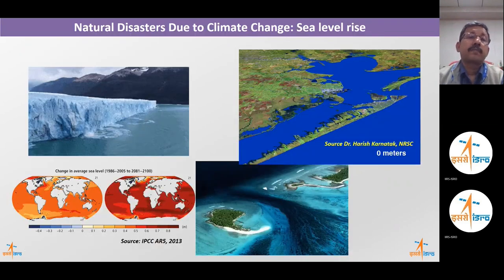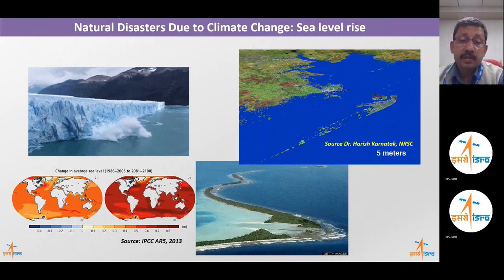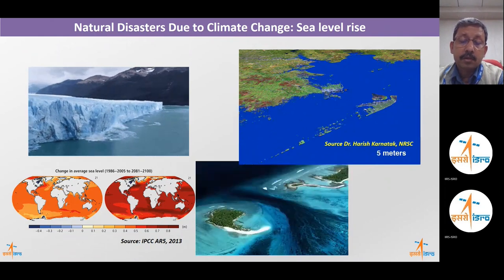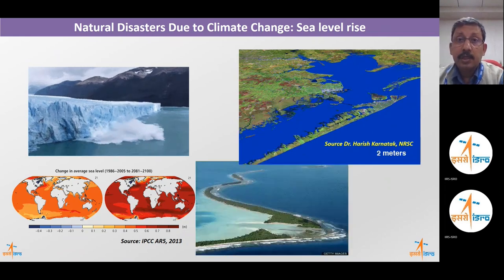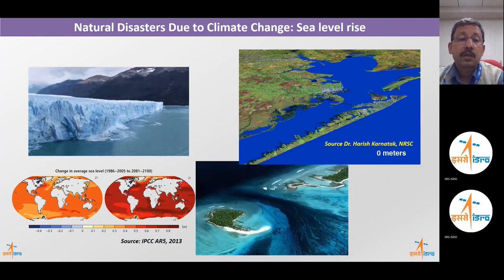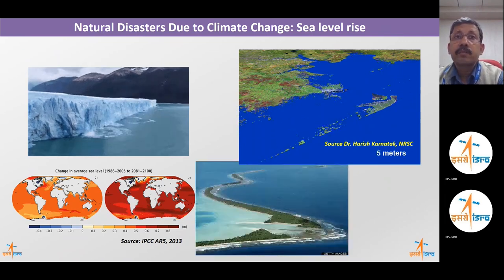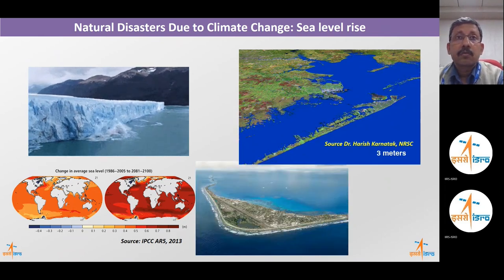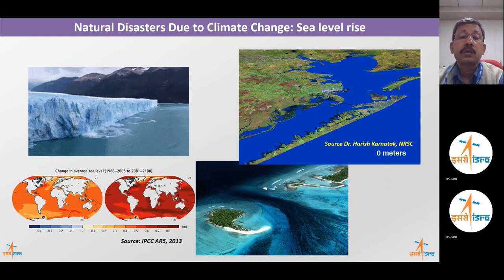Then we also have the natural disasters which are because of the climate change, like sea level rise. In fact, people are speculating that because of the climate change, there may be a rise of something like 1 to 4 meters. And many of the island countries you observe are just 1 or 1.5 meters above sea level. So in event of a sea level rise, where will these people go? There will be a big humanitarian crisis across the world.